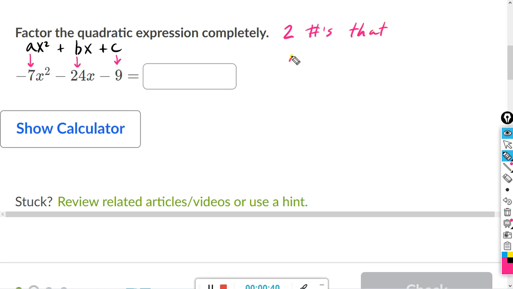that multiply to a times c and add to b. All right. So the first step is to multiply a times c and write out the factors for that. So let's do that.